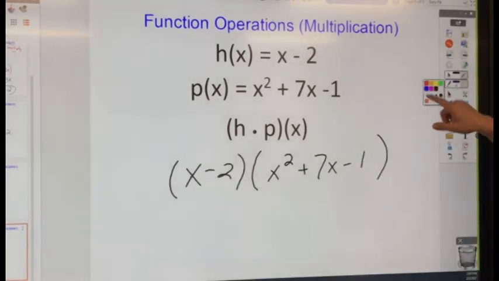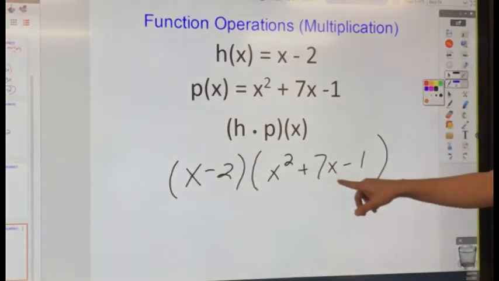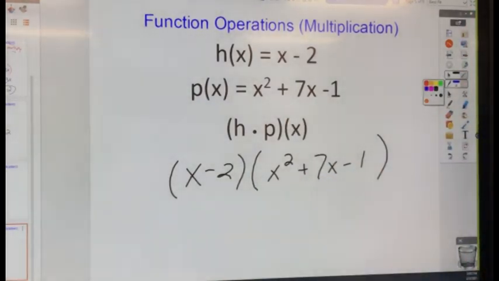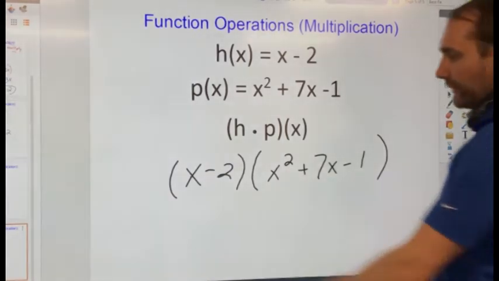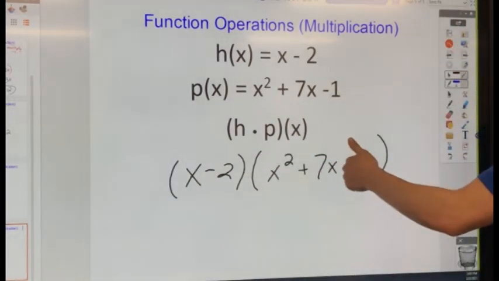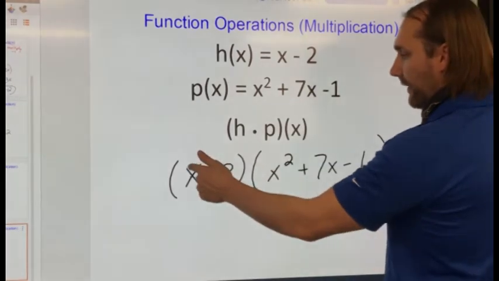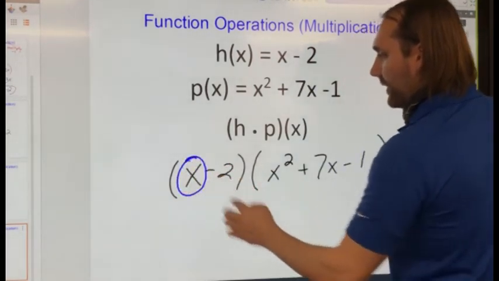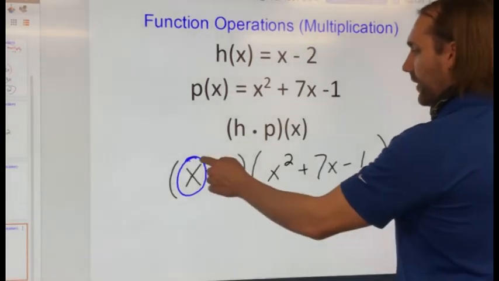Sometimes when you distribute, when you have two terms on the left and two terms on the right, you use what was called FOIL, first, inside, outside, last. Basically what FOIL is saying is every term on this side needs to be multiplied by every term on the other side. So let me look at my first term with h, x. I want to make sure I multiply x to all the terms of p.